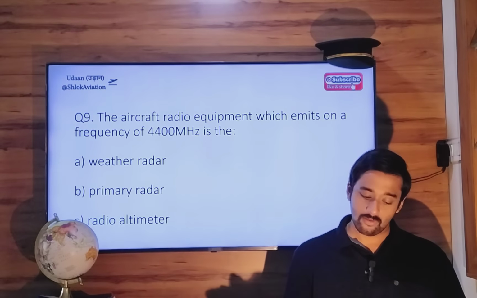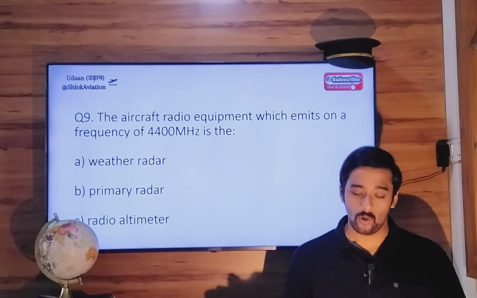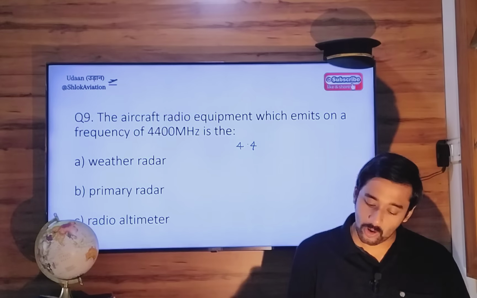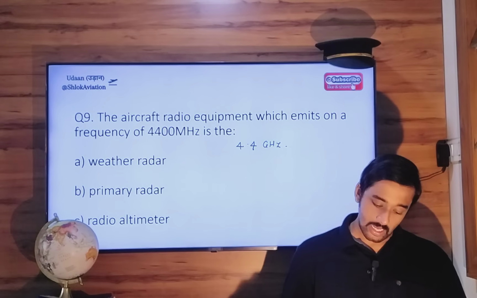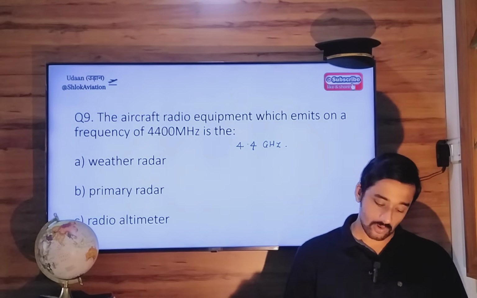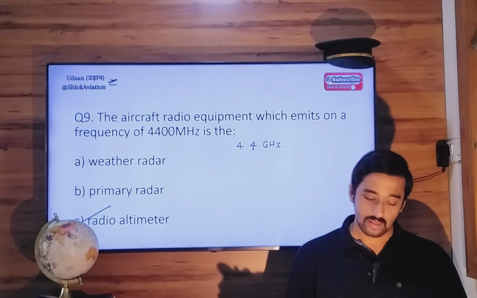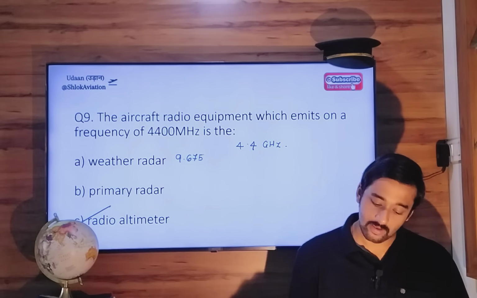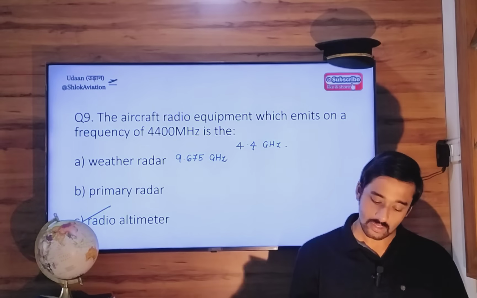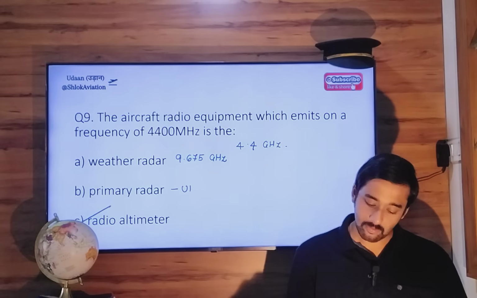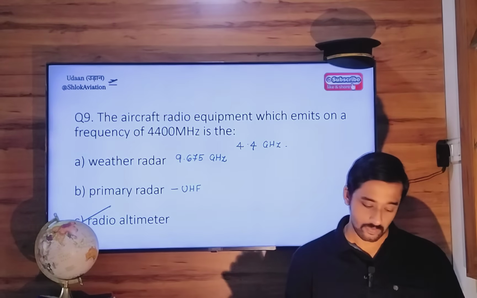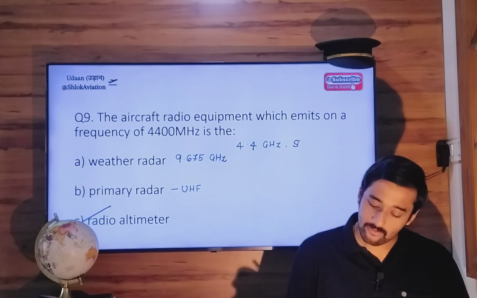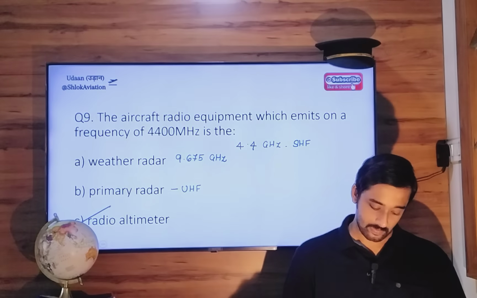Aircraft radio equipment which emits on a frequency of 4400 megahertz is what? 4400 megahertz is 4.4 gigahertz. The only equipment that operates on this frequency is radio altimeter. Weather radar operates on the frequency of 9.675 gigahertz. Primary radar operates in the frequency band of ultra high frequency. So we are left with option Charlie, radio altimeter, which is a super high frequency band.